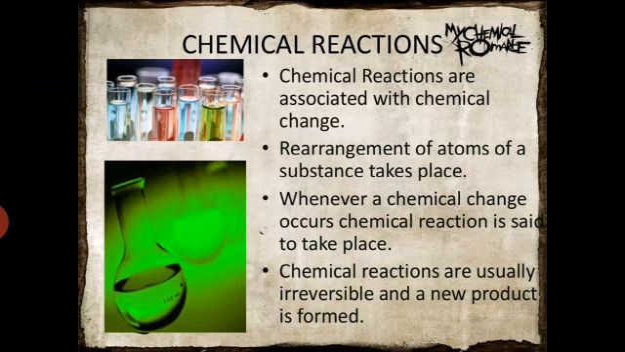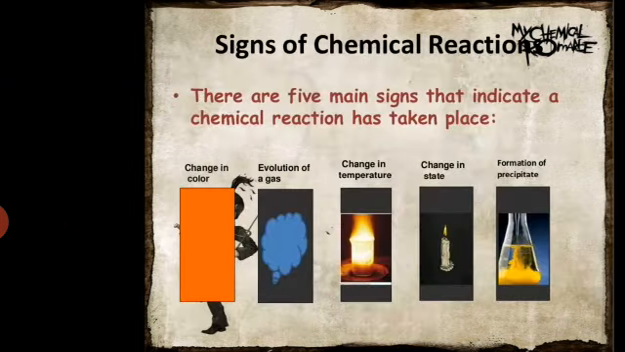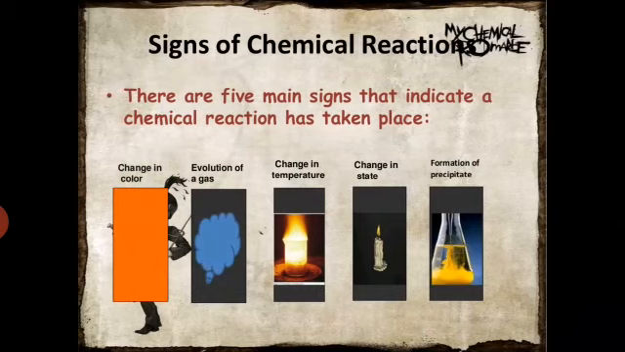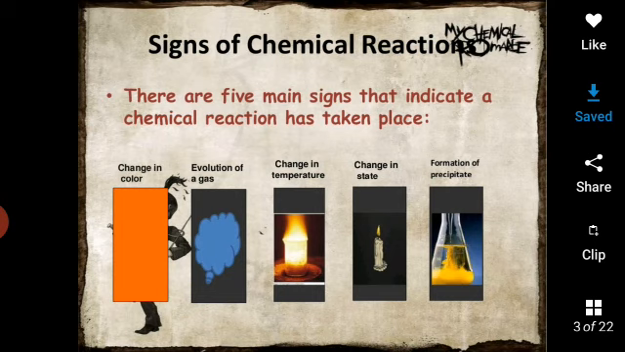Now, how do we know that a chemical reaction is taking place? Signs of chemical reactions. There are 5 main signs that indicate a chemical reaction has taken place. Suppose change in color. You are adding two things and you observe a change in color. If you remember, we have put iron nails in copper sulfate solution. What was the color of copper sulfate solution? It was blue in color. And when we put iron nails into copper sulfate solution, after a few minutes we observed that the color changes to green. It means some chemical change has taken place.